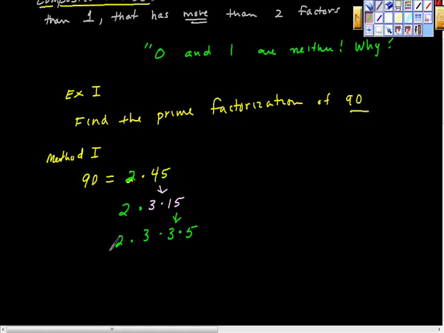And then we have to do something that's really important here. Let's multiply. 2 times 3 is 6. 3 times 5 is 15. 6 times 15 is 90, so we still have our 90. So the prime factorization of this number is 2 times 3 times 3. It's often rewritten this way, 2 times 3 squared. So that is still the prime factorization of that number.